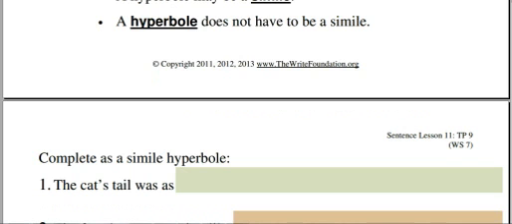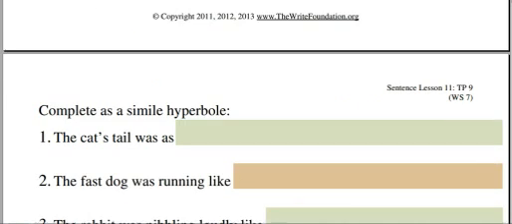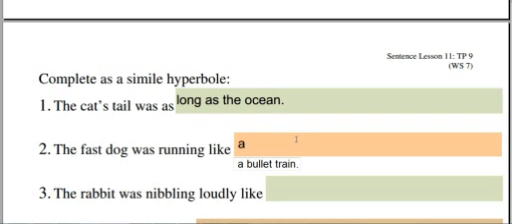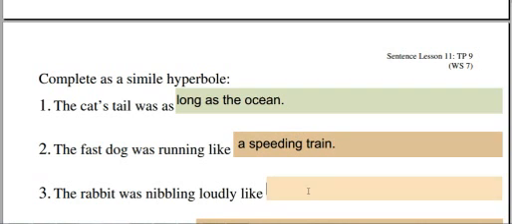We're going to go ahead and complete these. So you're going to fill in the blanks with what I type on here. The cat's tail was as long as the ocean. Basically impossible. The fast dog was running like, we're going to say a speeding train. The rabbit was nibbling loudly like a machine gun.